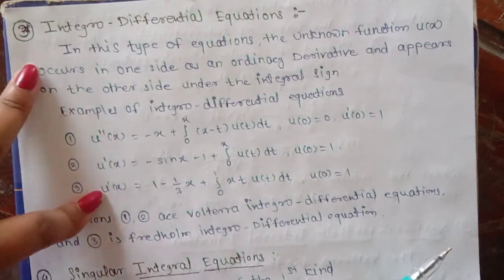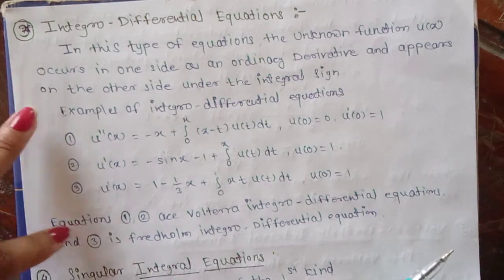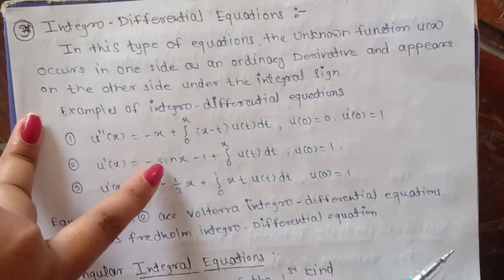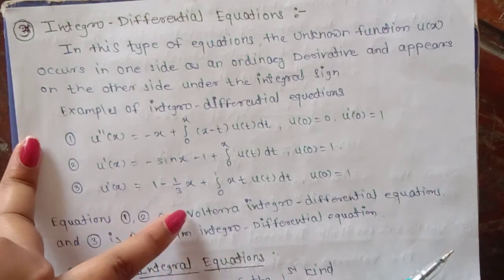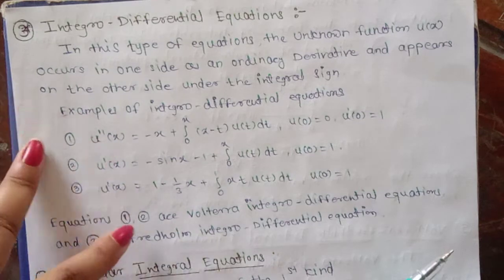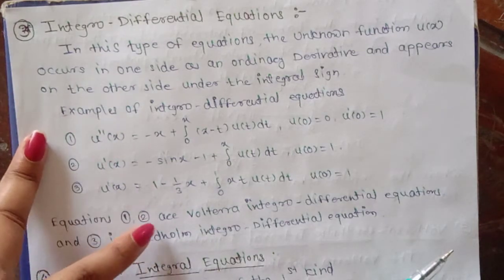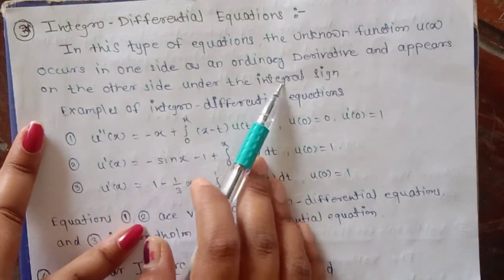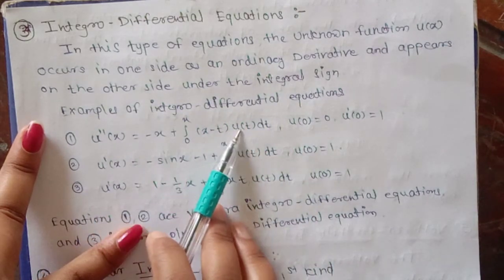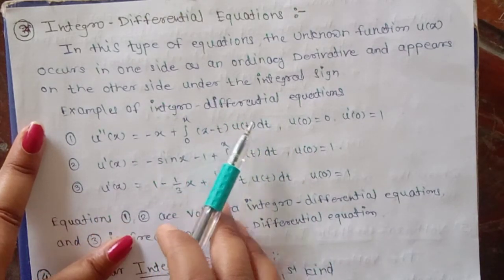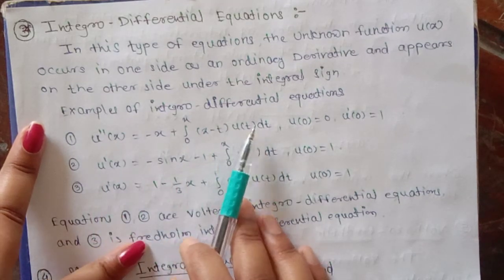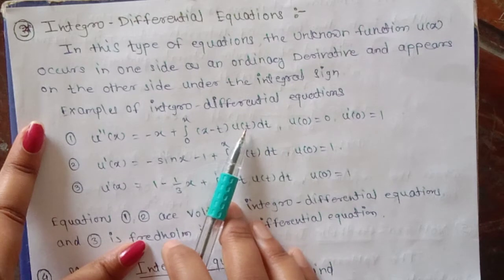So in this type of integro differential equation, the unknown function u of x appears on one side with an ordinary derivative. Ordinary derivative means with u dash of x, u double dash of x, etc. and appears on the other side under the integral sign. So the unknown function appears with the ordinary derivative on the left hand side, and on the right hand side it appears under the integral sign.